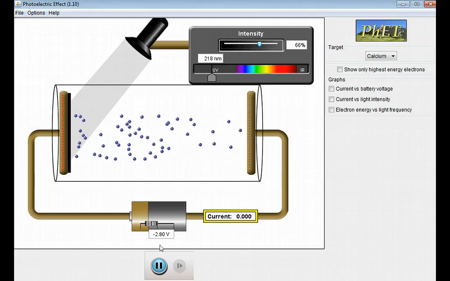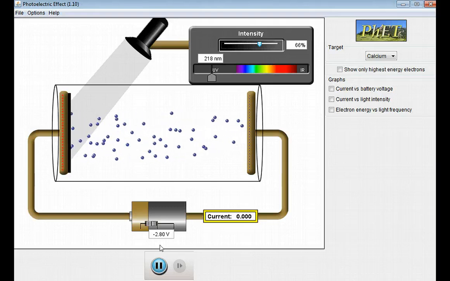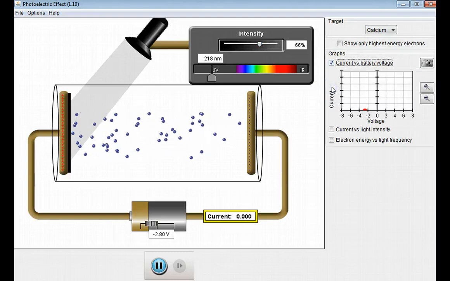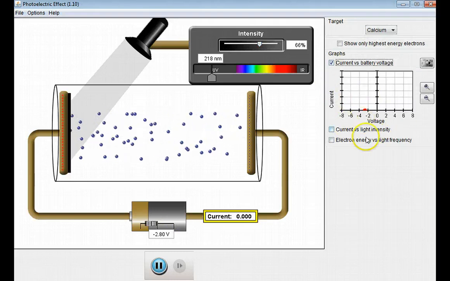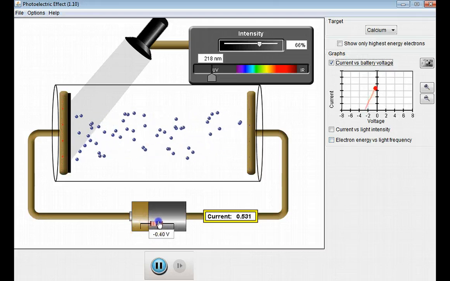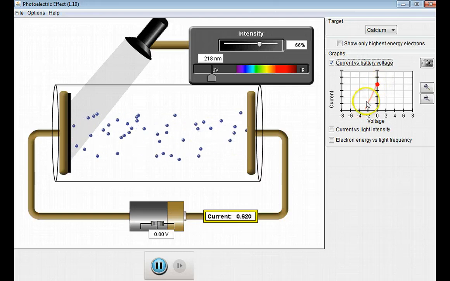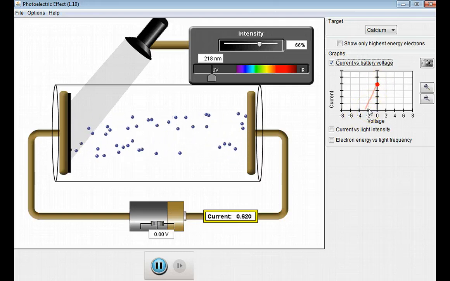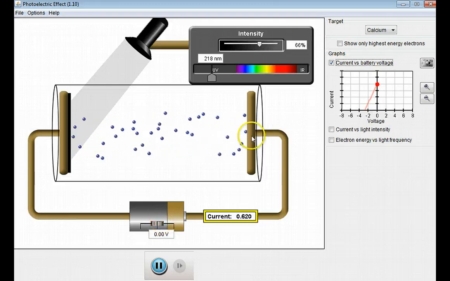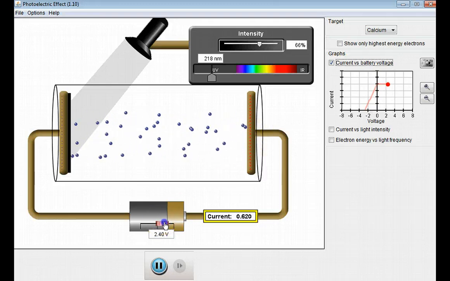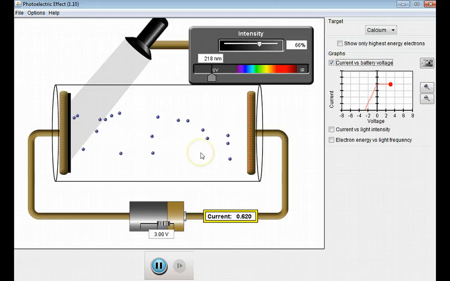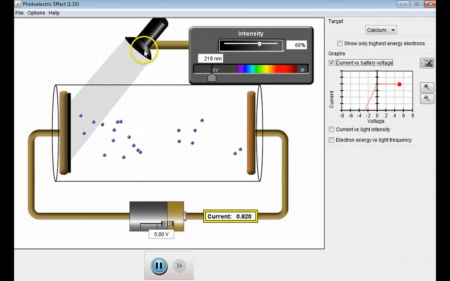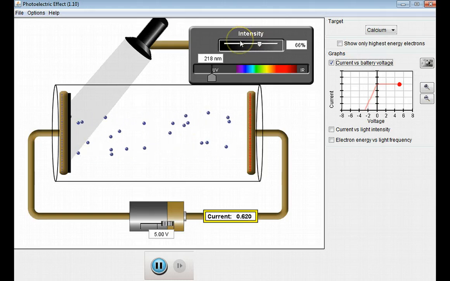All right. Now, just to show you what the graph looks like, let's put that up as well. So here's the current versus the voltage across the battery. As I increase the voltage back to zero, you can see there is a direct relationship between current and voltage. But as I increase the voltage now and make this positively charged, these electrons will be moving even faster, but the current doesn't change at all. The reason for that is that this lamp is only knocking out so many electrons per second, which depends on the intensity of the lamp.